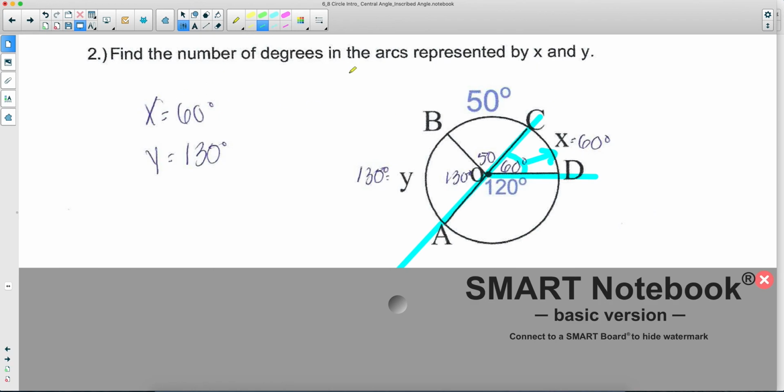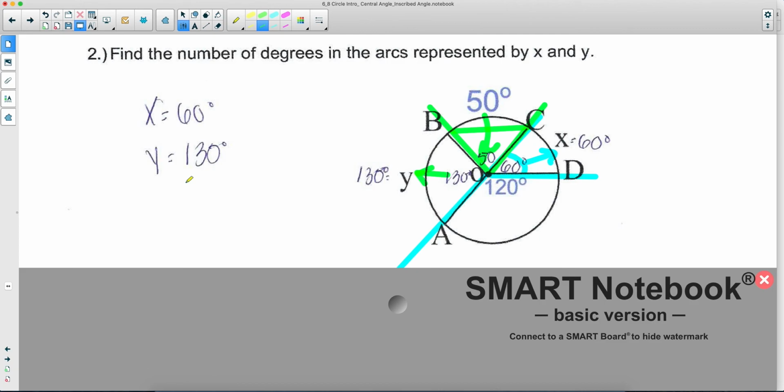Now on the other side, similar, right? If this is 50 BC, I can look here. That's the angle. So the angle is also 50. Perfect. Well, if this is 50, it has to be 180, so 130. And then if this is my central angle, I go out, and there's your 130 also. So x is 60 and y is 130.